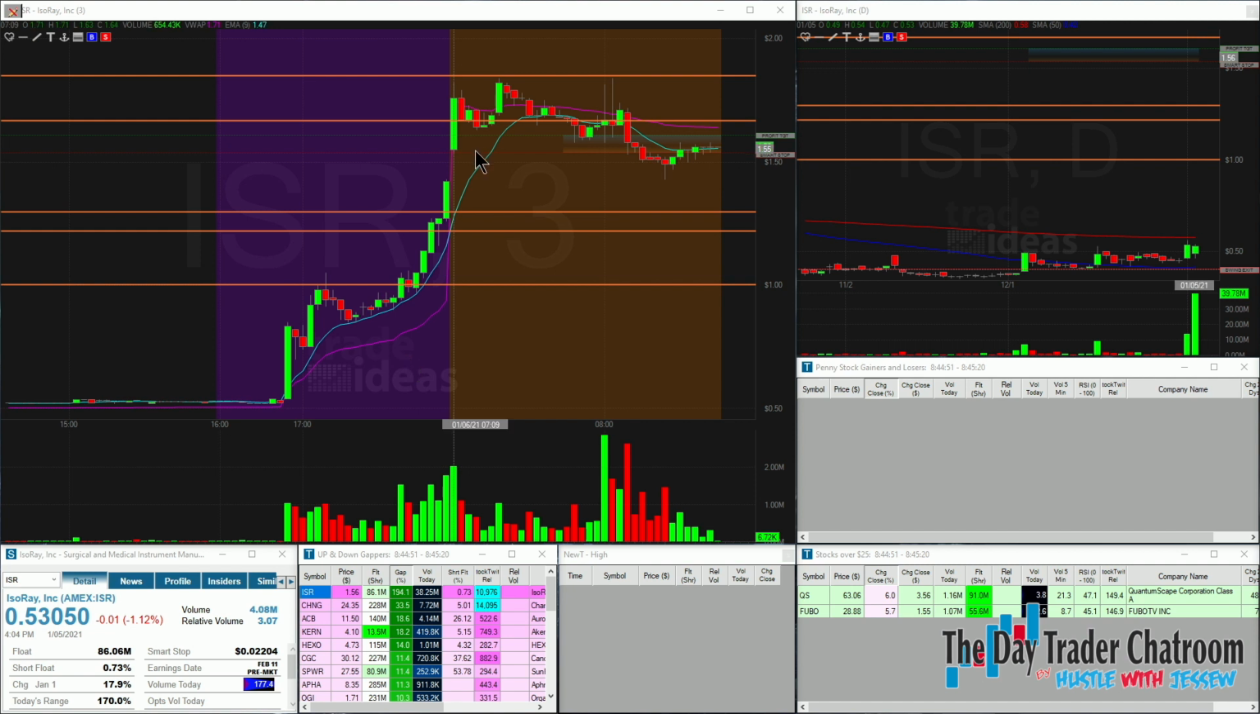The next thing I want to find out is what's the float. The float is 86 million. It's way higher than I usually like to trade. However, this is a cheap stock, so it's not a terrible float. The stock can still move around nicely. It is up a lot on the day, so I would like to also keep that in mind.